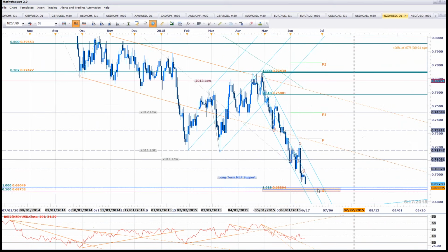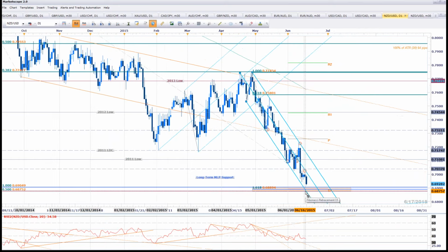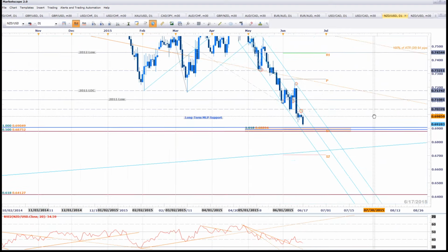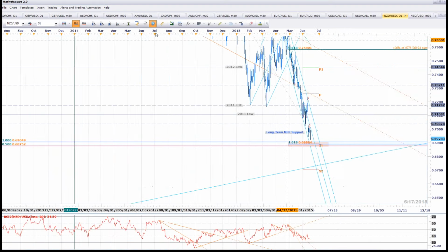So you have a huge cluster here of support. Add to that the current operative slope, lower median line parallel, also extends right to the bottom of that range. So this is the first area at which you'd expect to see some possible support. I'd be looking for long exposure here from a scalp standpoint. Below there, and sayonara, there's a lot of room to go.